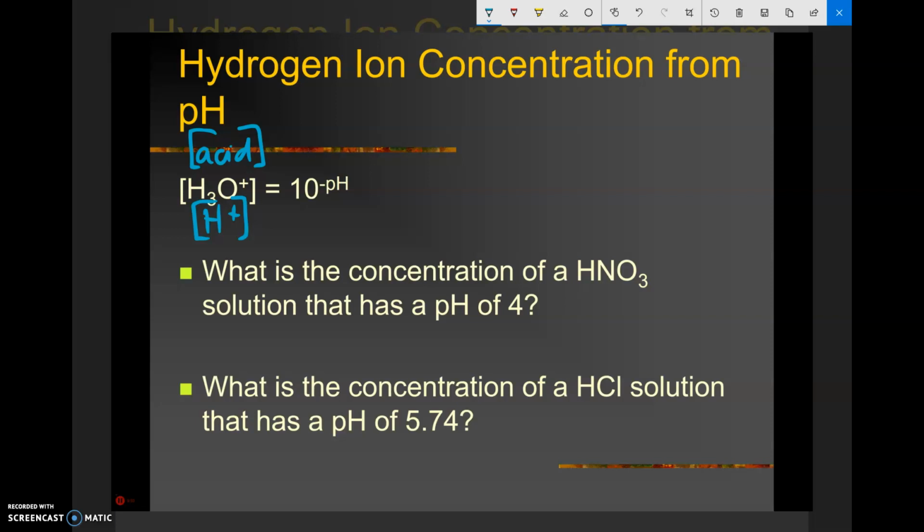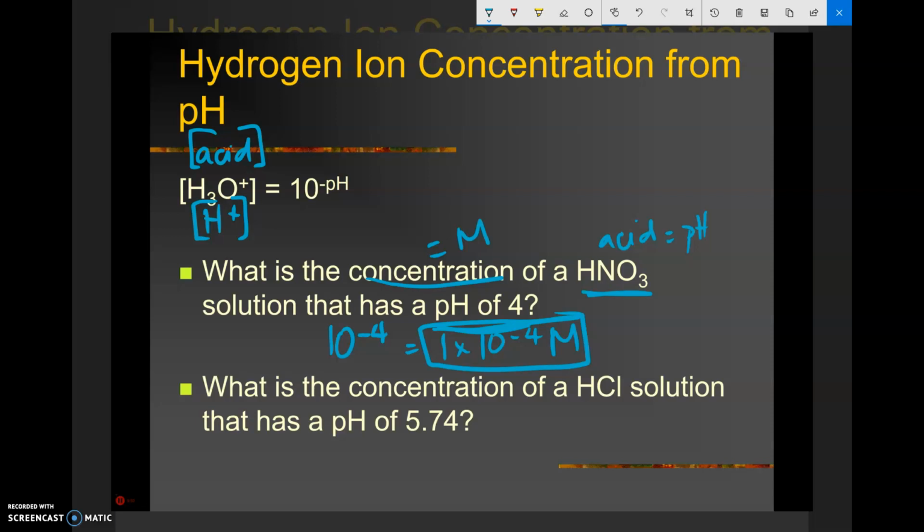So first of all, HNO3, is this an acid or a base? It's an acid, and remember the acid always correlates to a pH. Okay, and here's our pH of 4. So all we're going to do is 10 raised to negative 4, which equals 1 times 10 to the negative 4th. And concentration, remember, is always molarity. That's our unit. Molarity is moles over liters. Hopefully you remember that from our last chapter. So that's our concentration if we have a pH of 4.